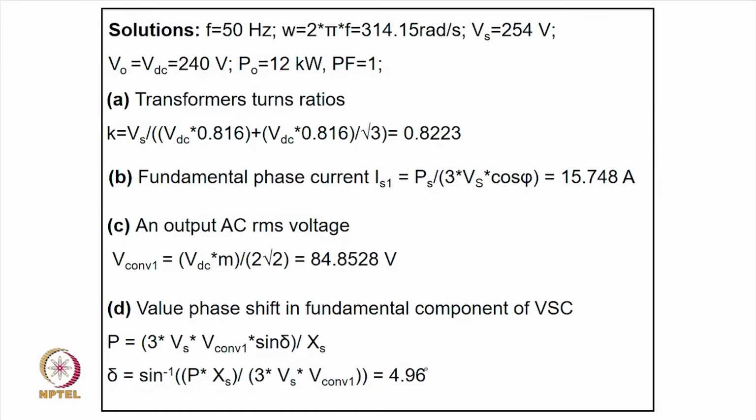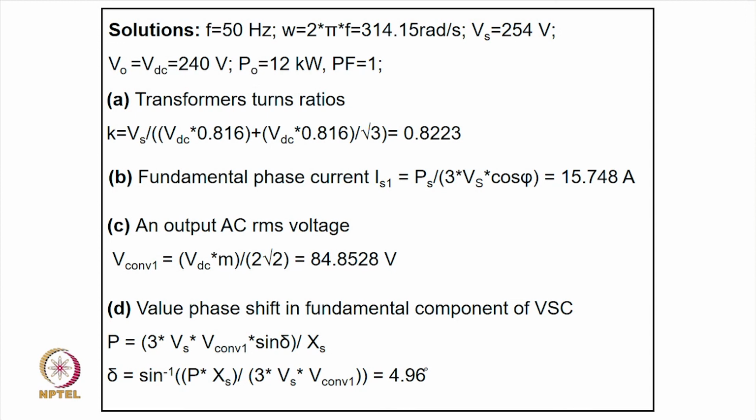So, coming to the numerical part of it, we have the given data: frequency 50 hertz. So, we can find omega equal to 2 pi f, and the voltage is 254. We can find out the output voltage, given as 240, and power, given as 12 kilowatt with power factor unity. So, we can find the turns ratio from this relation.